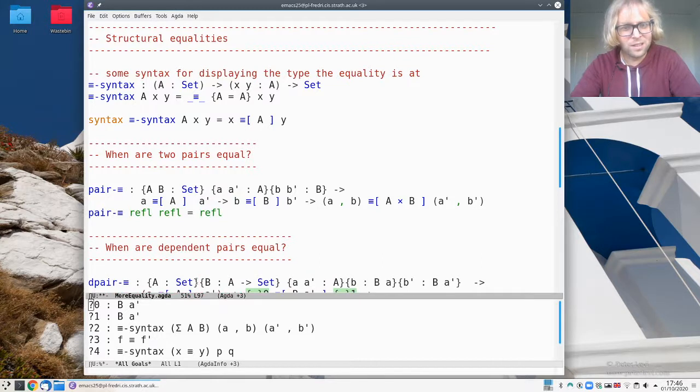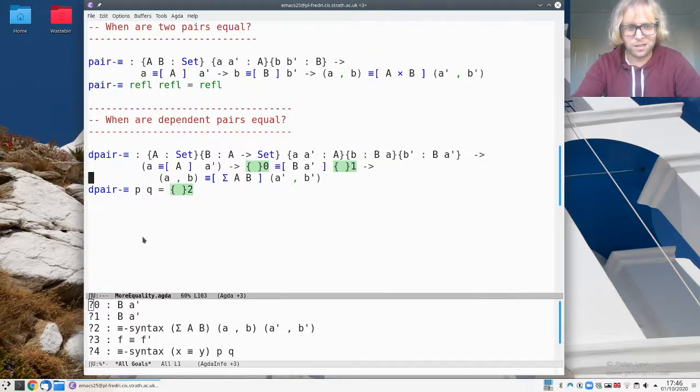Okay, so let's see if we can do the same thing, not for just products like this, but for dependent pairs. So that's a sigma type, right? Here the elements are still pairs of things, but now the type of the b depends on the first one. So I have a and a prime in a, but I have b in b of a and b prime in b of a prime. If this b doesn't actually depend on a, then this is the same as the previous case, but it could also depend on it.